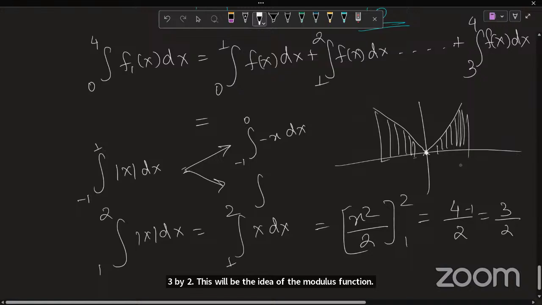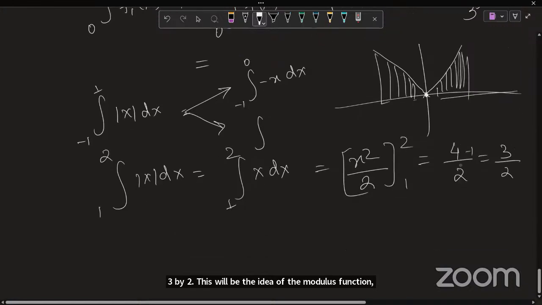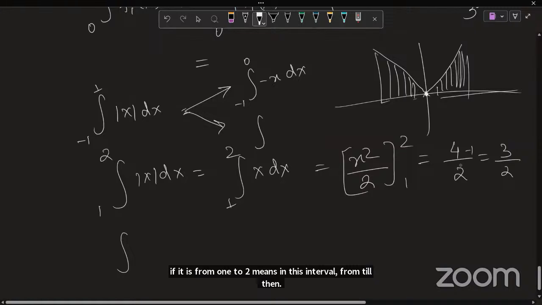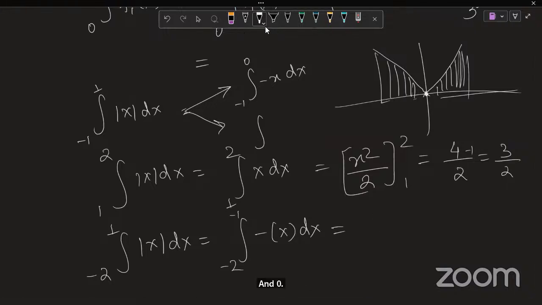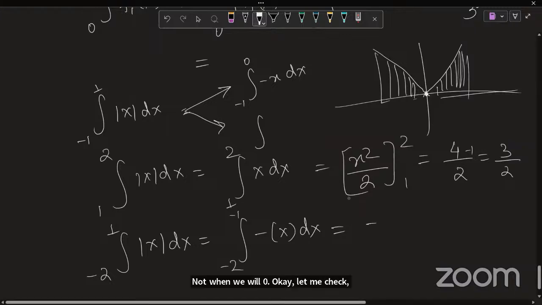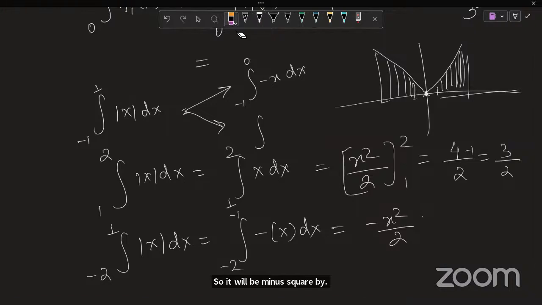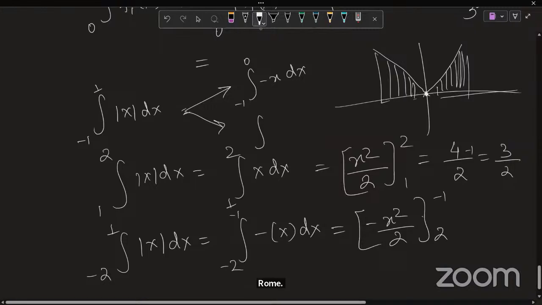If it is from 1 to 2, that is the area in this interval. Or suppose if it is from minus 2 to 1, then the area of the modulus function will be what? Minus of x dx, from minus 2 to minus 1. It will not be 0, let me check. It will be minus x square by 2 from minus 2 to minus 1.